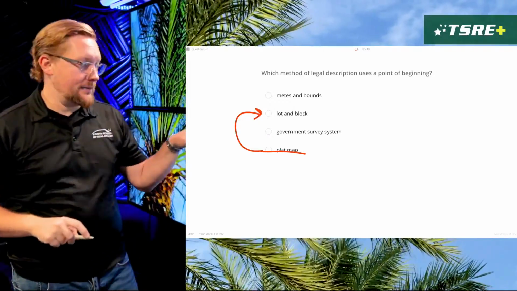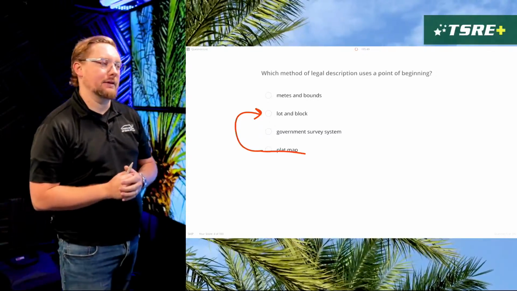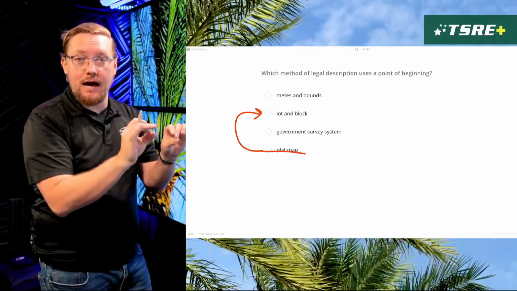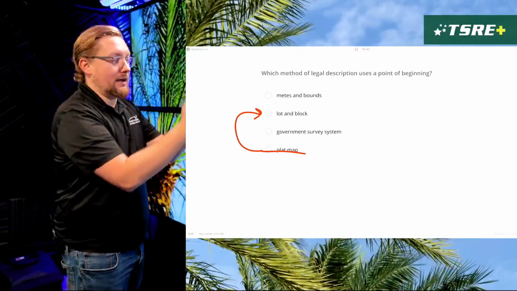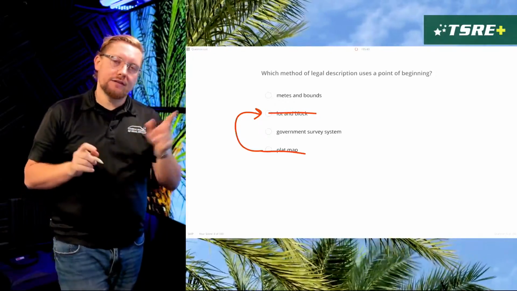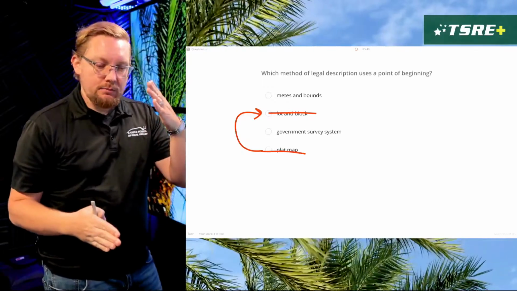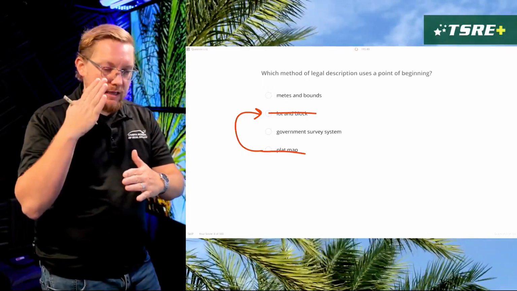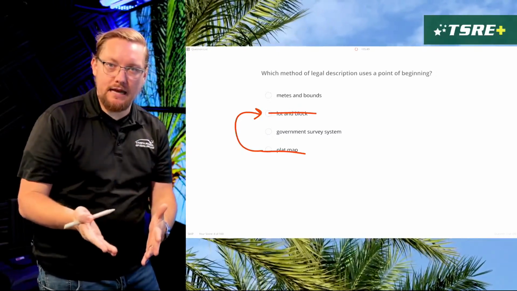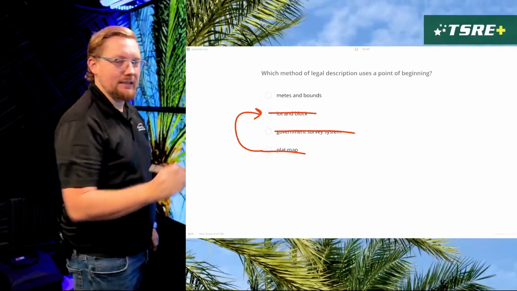So plat map is something that comes up. I want to say it's in 4 different chapters in your course. You see plat map. And one of those things is that you need a plat map to use the lot and block method. So the lot and block method uses a plat map, but it doesn't use a point of beginning. The government survey system has a place where the principal meridian and baseline intersect, and that happens to be in Tallahassee in Florida, but that's not called the point of beginning.